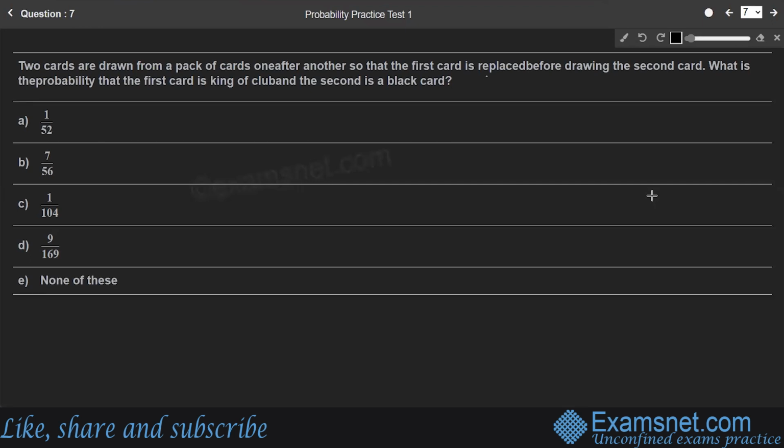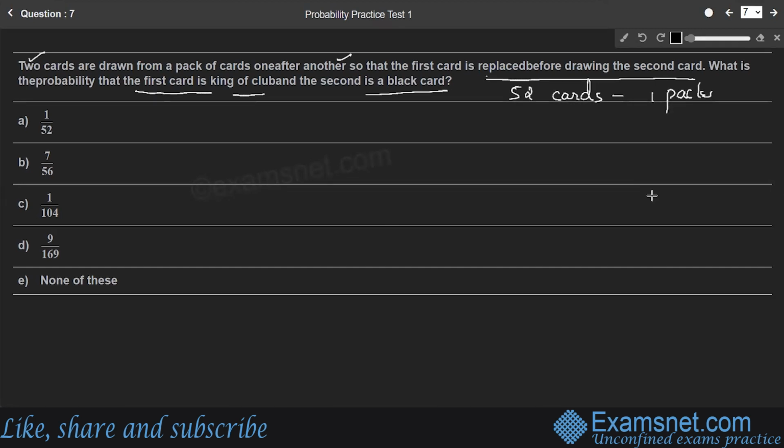Question number 7. 2 cards are drawn from a pack of cards one after another so that the first card is replaced before drawing the second card. What is the probability that the first card is King of Club and the second card is a black card? So in a pack of cards, how many cards will be there? There are 52 cards, right? 52 cards in one pack.